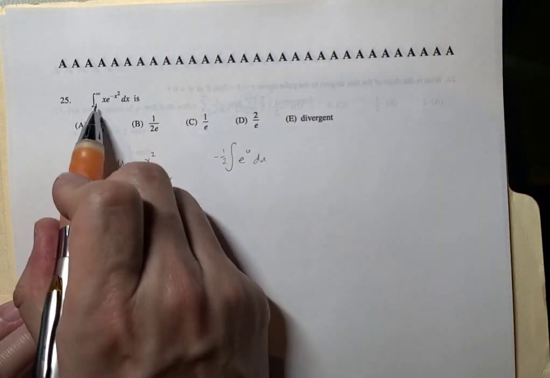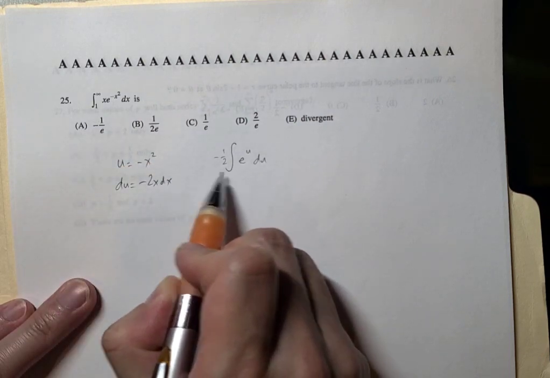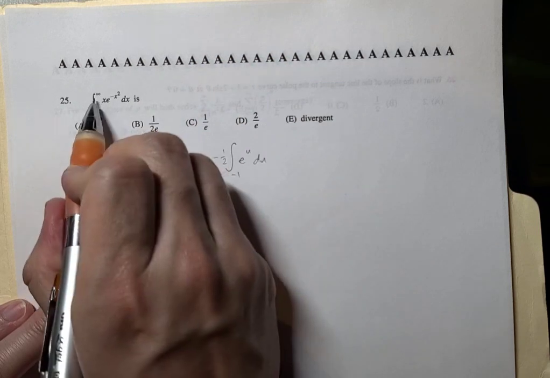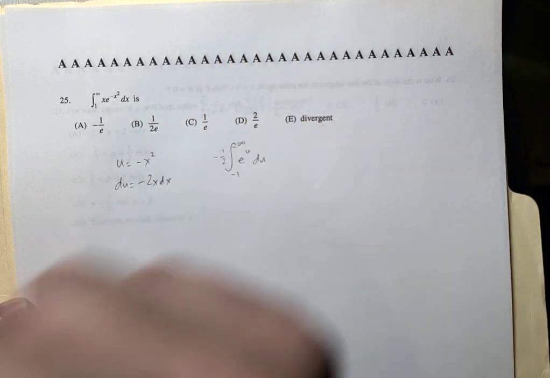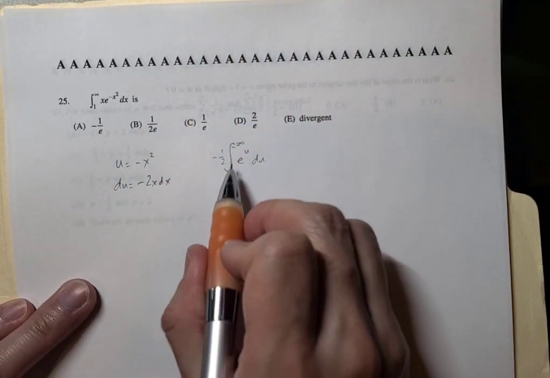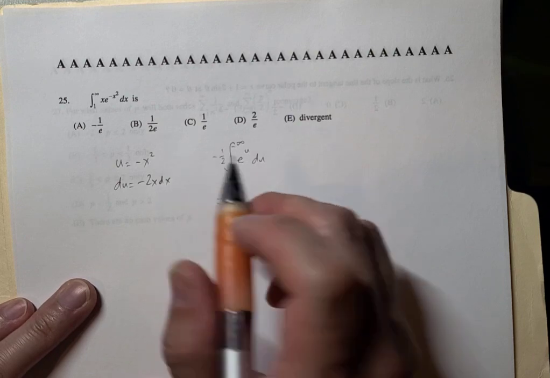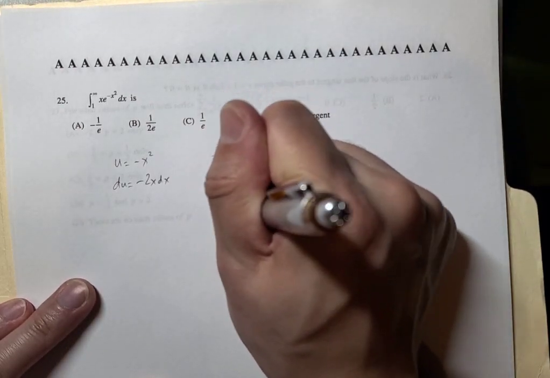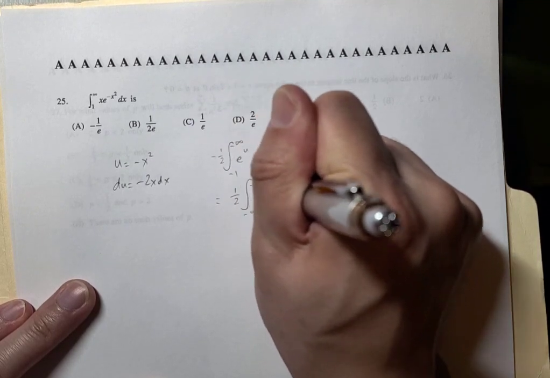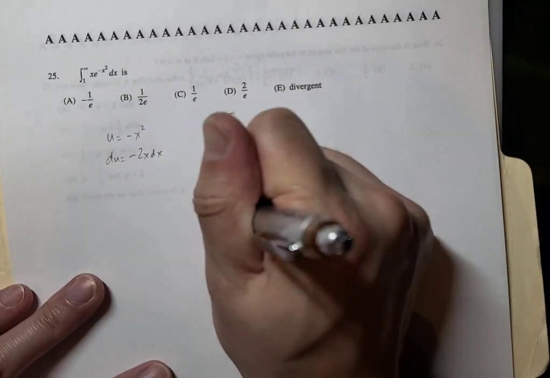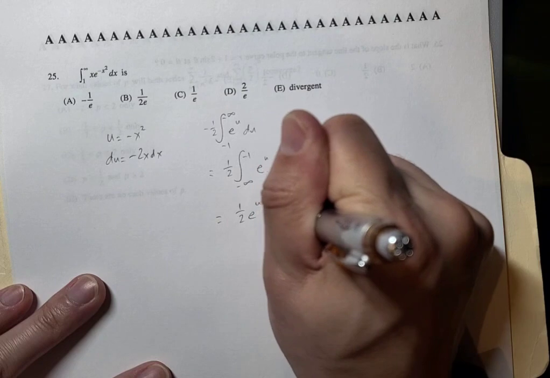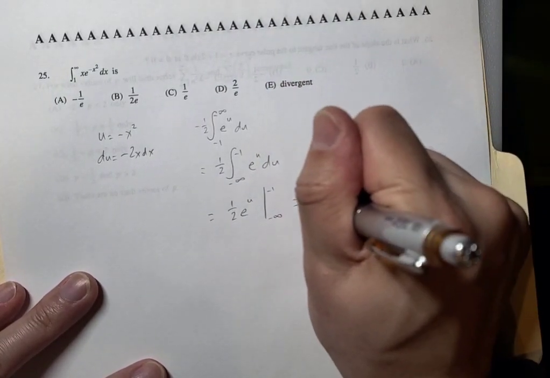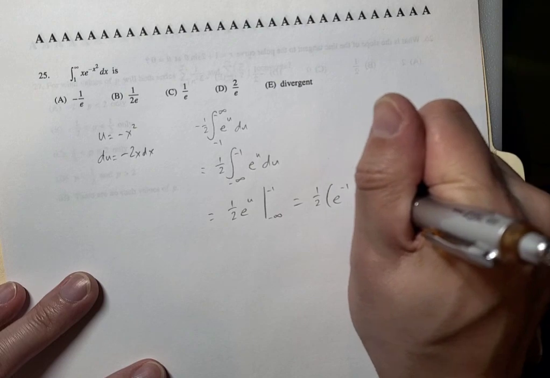Limits of integration: when x is 1, u is, we plug into here, it'll be negative 1. When x approaches infinity, what does u approach? It'll be negative infinity. We can flip the limits and put a negative sign out in front. There's already a negative there, so it'll become positive half integral from negative infinity to negative 1 of e to the u du. You don't have to do this, but it just looks nicer. When we integrate, we get negative half e to the u, evaluated from negative infinity to negative 1, which is half e to the negative 1 power minus 0. So just 1 over 2e.